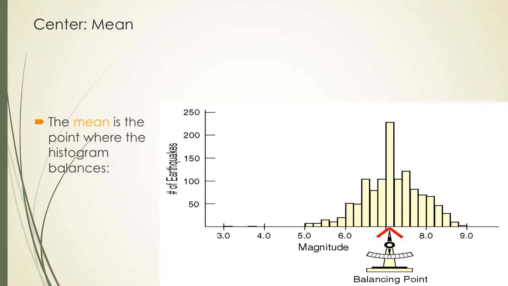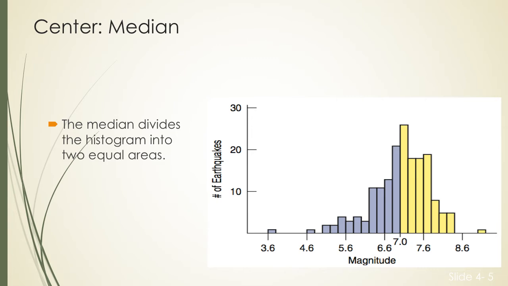For example, the histogram shows a single earthquake with magnitude 3.6. This point, because it is far from the balancing point, has an outsized effect on the mean, making the mean smaller. We can also visualize the median on a distribution. Recall that the median is the midpoint of the data when ordered. Therefore, on a histogram, the median will correspond to the point that divides the area of the histogram in half.